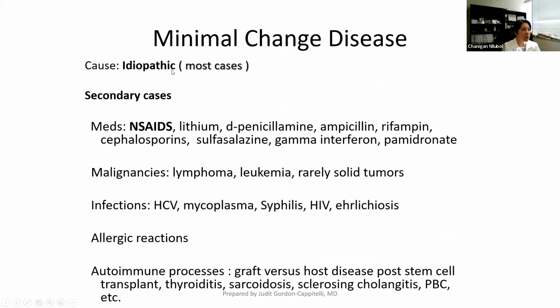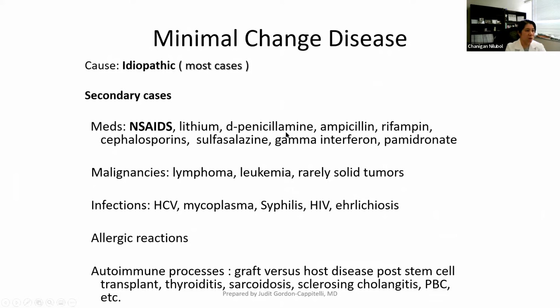Again, idiopathic in most cases, but this is where the secondary causes come in, and then you can question: is this primary GN or secondary GN? Some of these can cause minimal change disease: medications, malignancy, infection, allergic reaction, or some autoimmune process. With the medications, like any nephrologist would say, we avoid NSAIDs because they can cause a lot of problems. NSAIDs can definitely cause minimal change disease, among other troubles.